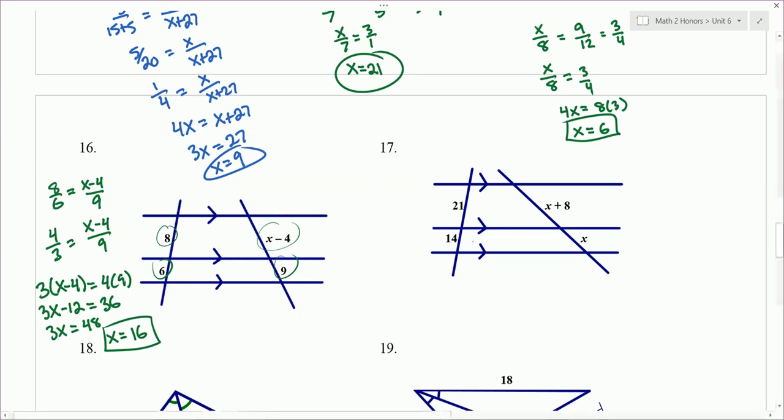We could do a similar thing here in 17. 21 over 14 is equal to x plus 8 over x. 21 over 14 we can reduce. Divide them both by 7, you get 3 over 2. Cross multiply, you get 3 times x is equal to 2 times x plus 8. Distribute. Subtract 2x from both sides, and you get x is 16 again.